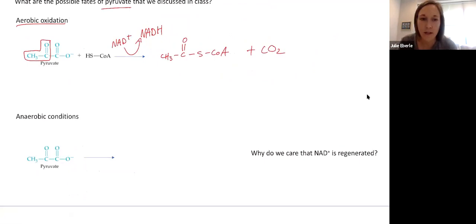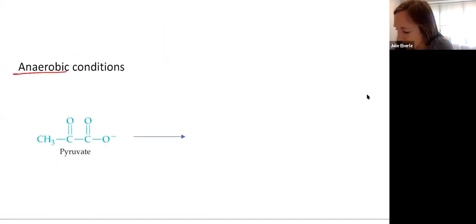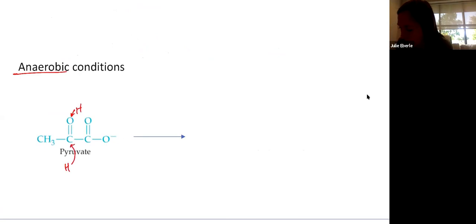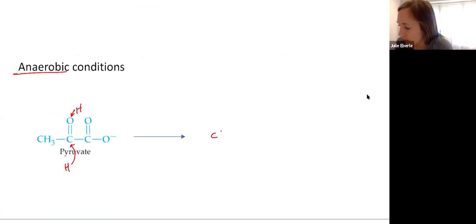In anaerobic conditions, when we have little to no oxygen supply, we're going to reduce pyruvate to lactate. We're going to add a hydrogen onto that carbon right there. We're going to reduce it. When that is done, what this looks like is CHOH, then C double bond O. This is lactate.